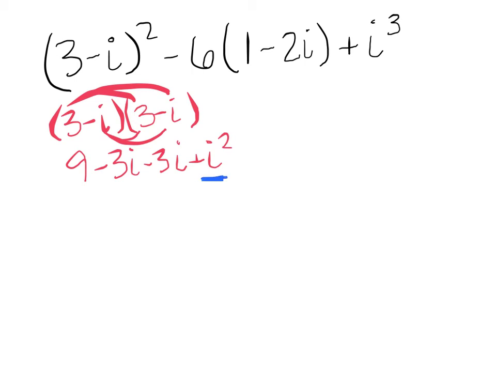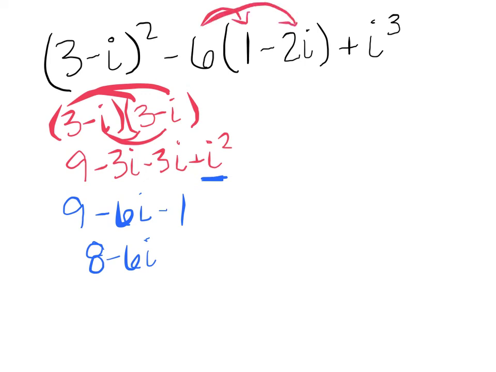Remember what i squared is. So we get 9 minus 6i minus 1, because i squared is negative 1. So we get 8 minus 6i. Now we need to think about the rest of the problem. Let's distribute that negative 6, just like you would with polynomials. I'm going to rewrite this all the way down here. We're going to end up with negative 6 plus 12i.